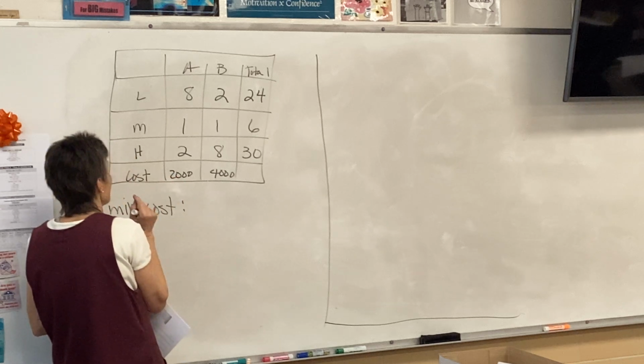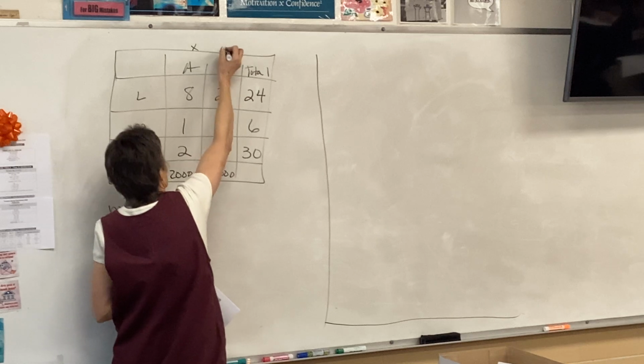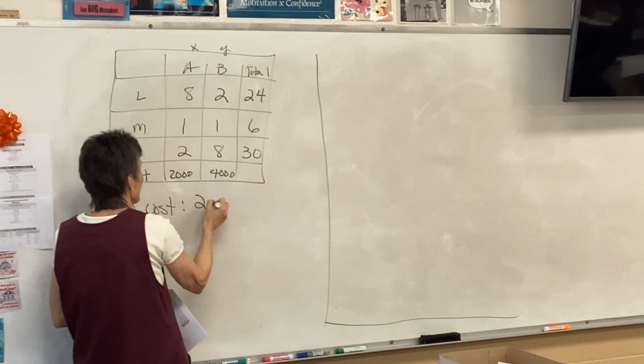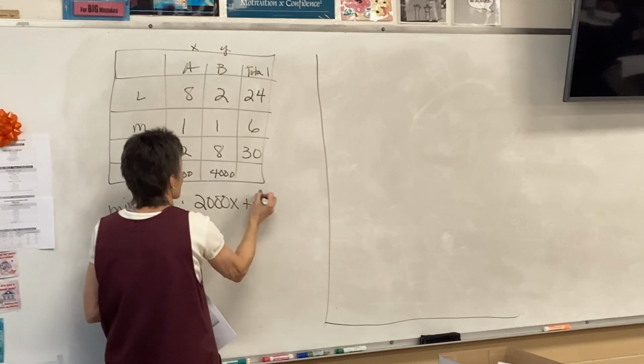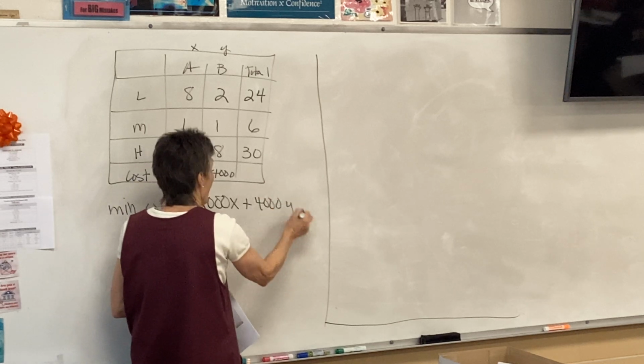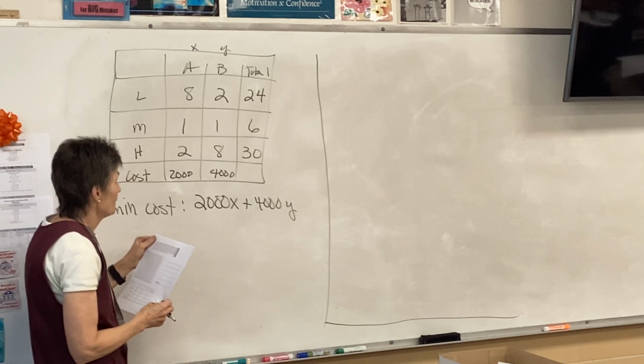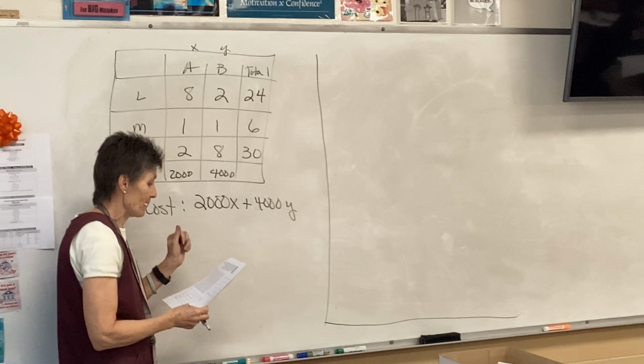You are certainly welcome to use A's and B's, I'm going to use X's and Y's again. So my cost is going to be 2,000X plus 4,000Y. All right, now what am I going to be graphing?